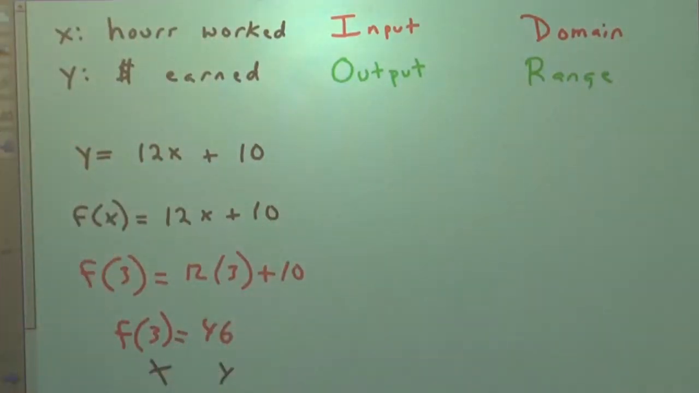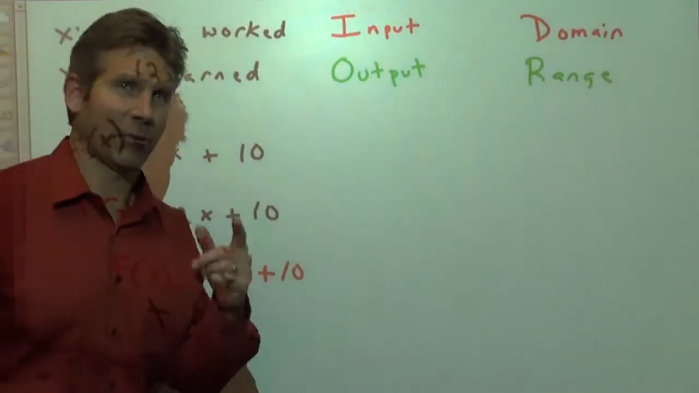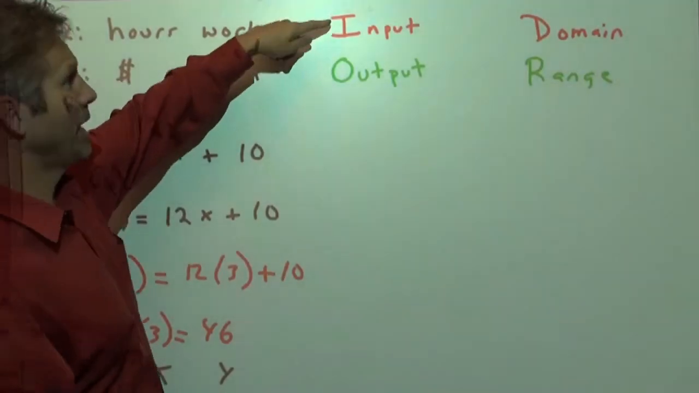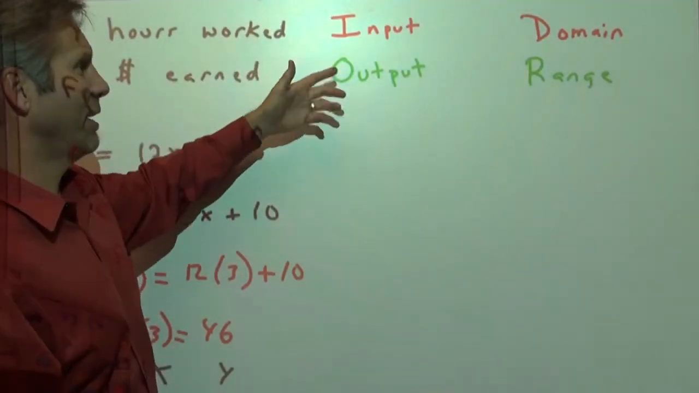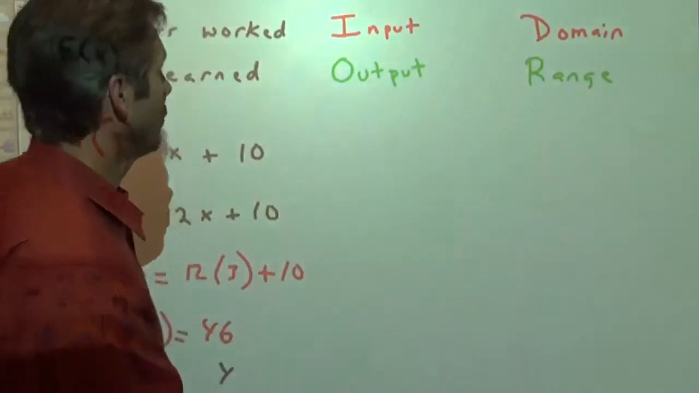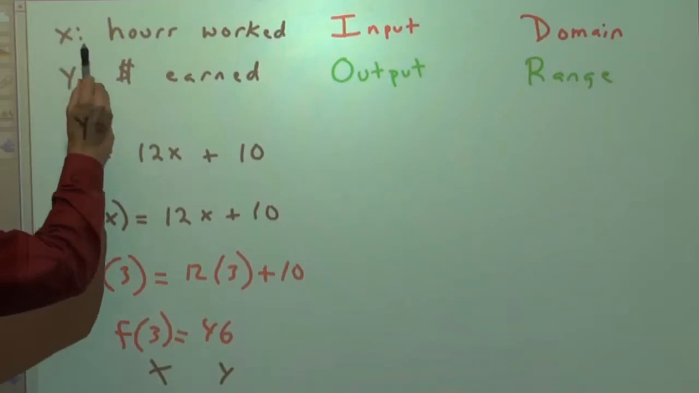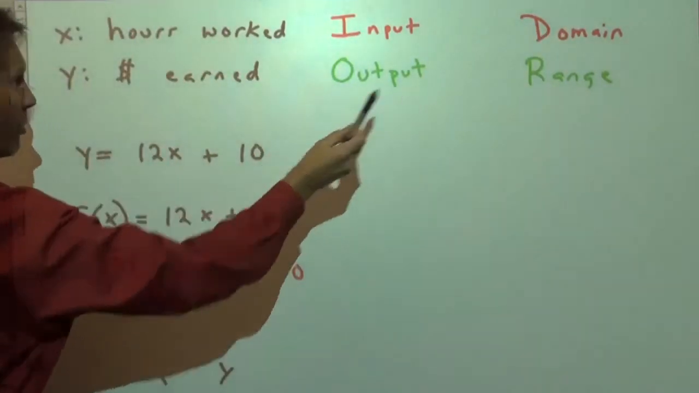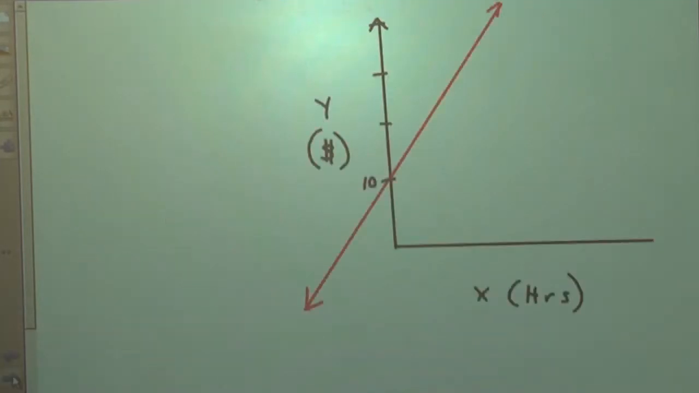So how are we going to keep all this straight? It's as easy as singing the alphabet song. X comes before Y in the alphabet. I, for input, comes before O in the alphabet. And D comes before R in the alphabet. So that's how we can tie in X to the input and the domain, and Y to the output and the range. They're always in alphabetical order.